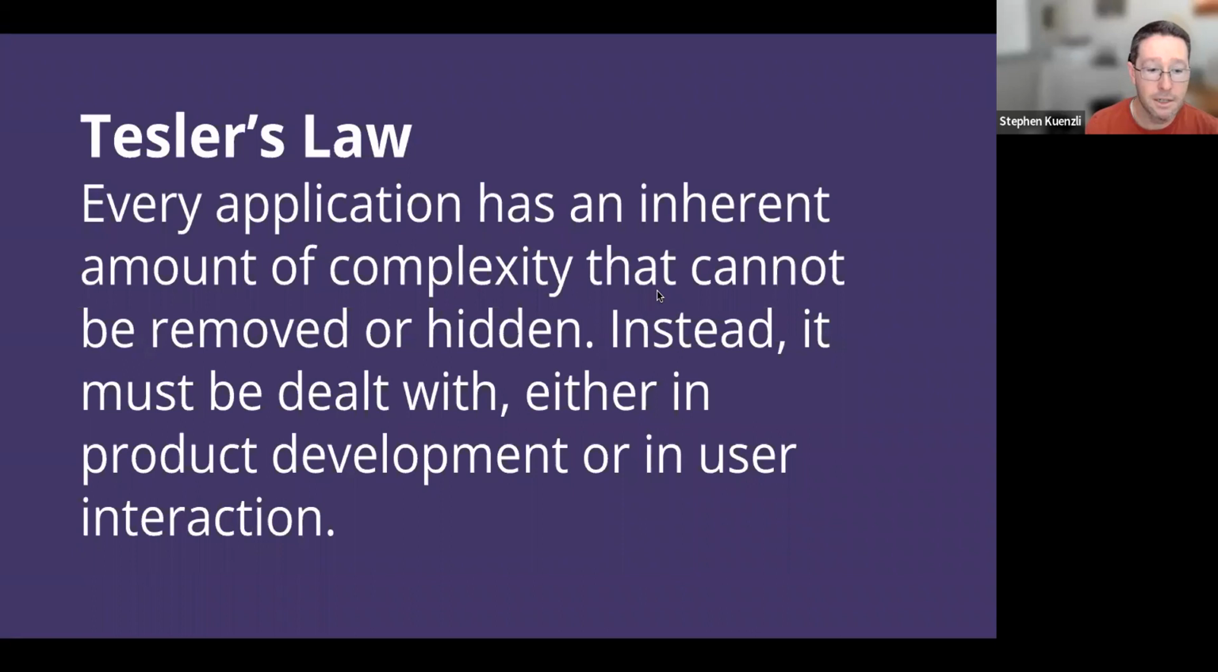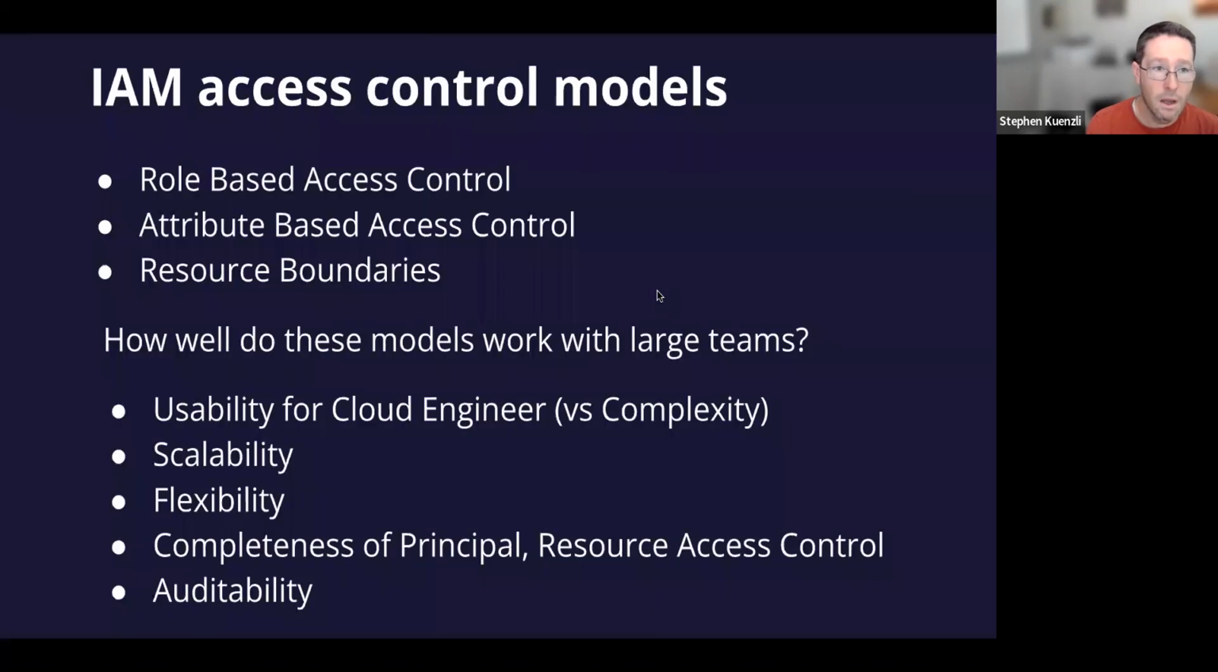And now I'd like to introduce Tesler's law of the conservation of complexity, which is that every application has an inherent amount of complexity, like Brooks's inherent versus accidental complexity. This complexity cannot be removed. Instead, you have to deal with it, either in product development, where you're encapsulating this complexity in some sort of tool, or in user interaction, where it bubbles up and an engineer is dealing with something very complicated. So let's return to our role-based access control, attribute-based access control, and resource boundaries.